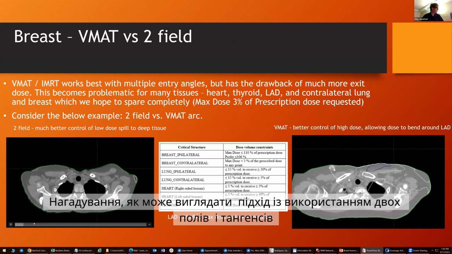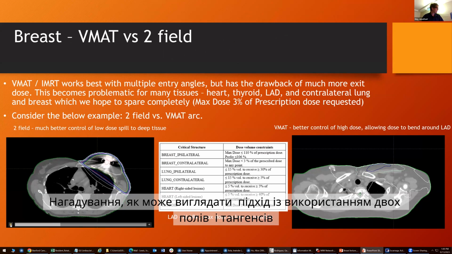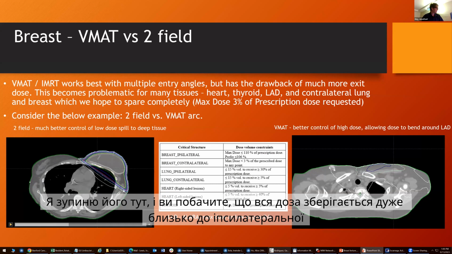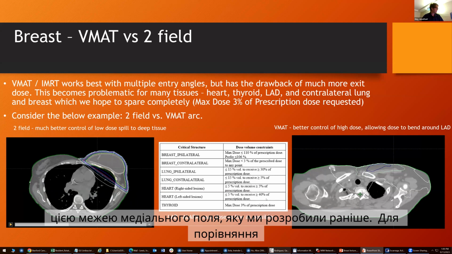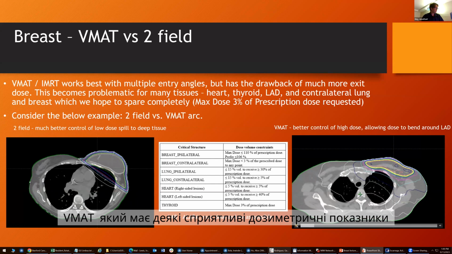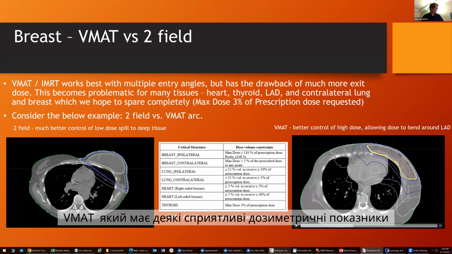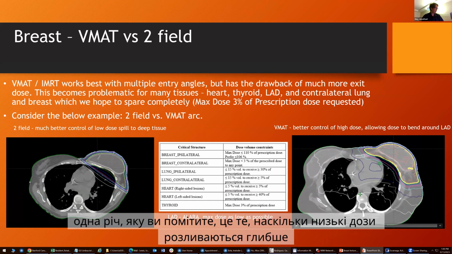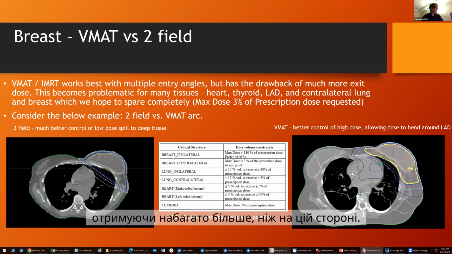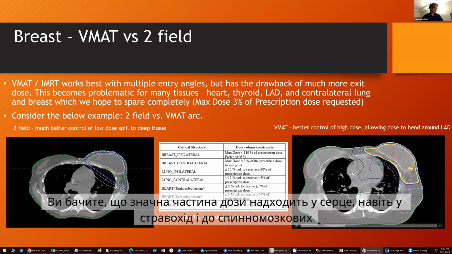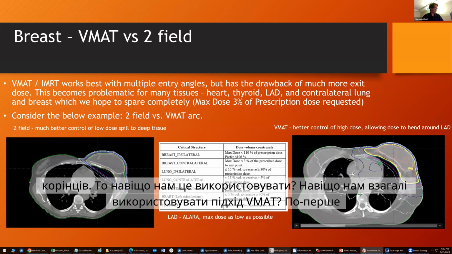So I'm going to show you again, just as a reminder, what a two-field approach using tangents might look like. I'll pause it here, and you can see that all of the dose is kept very close to the ipsilateral anatomy. Our high doses and our low doses are all following the plane of that medial field border that we designed previously. As compared to a VMAT solution, which does have some favorable dosimetric properties, but one thing you'll note is how much more that low dose is spilling across the deeper tissues and the contralateral tissues. Here, the contralateral breast or chest wall is receiving much more dose than on this side. You can see that much of the dose is pushing down into the heart, even into the esophagus and the spinal cord. So why would we ever use a VMAT approach?